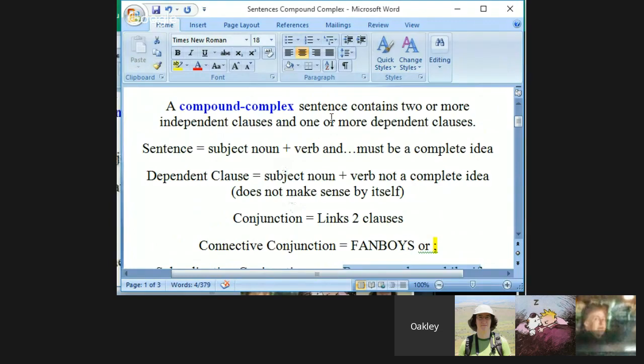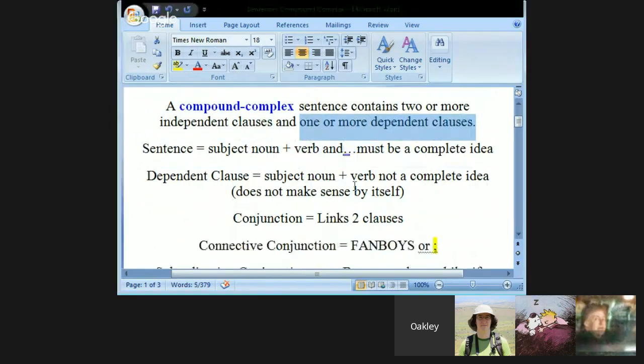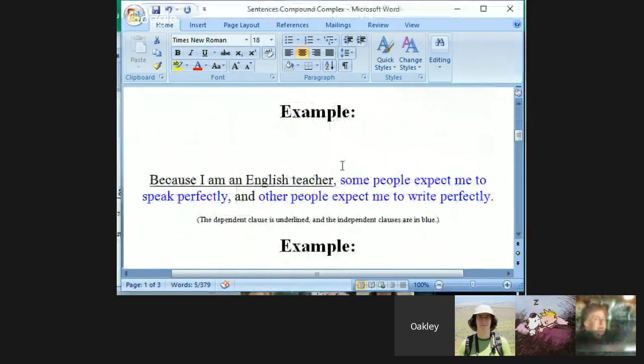Okay, well, now we know what the elements are of a compound complex sentence. We need to combine, using our different conjunctions, two independent clauses with at least one, possibly more, dependent clauses. Let's look at examples, and then we're going to try to create our own here.